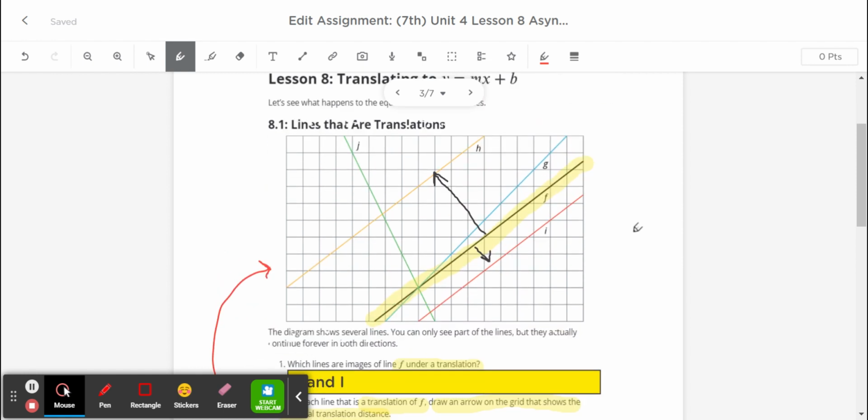Now, notice why G and J are not translations. To get from F to G, we would have to twist line F around this center point. It would be a twist, or to use the math word, a rotation. And the same thing is true to get F to J. We would have to rotate around the intersection. This is about 90 degrees. And so because we have to do that spin, that rotation, we know that G and J are not translations of line F.